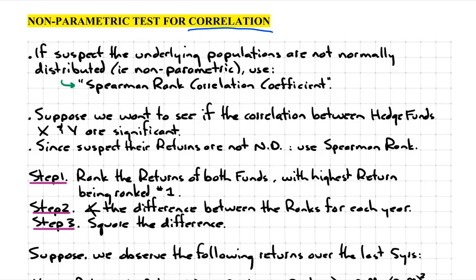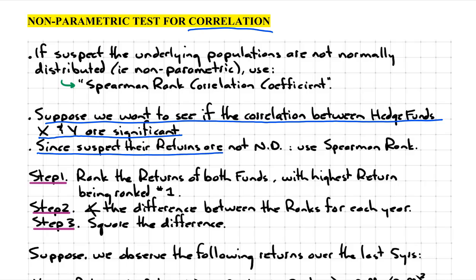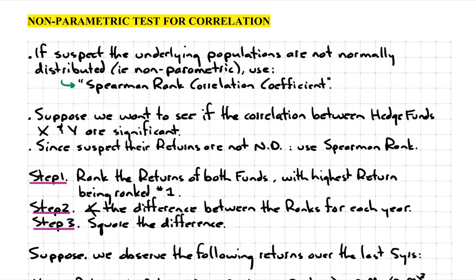So let's look at an illustration. Suppose we want to see if the correlation between hedge fund X and hedge fund Y is significant. Since we suspect that the returns are not normally distributed, we're going to use the Spearman rank. And that's kind of true with hedge funds, because they use a lot of leverage and option-like strategies, so their returns are not typically normally distributed.